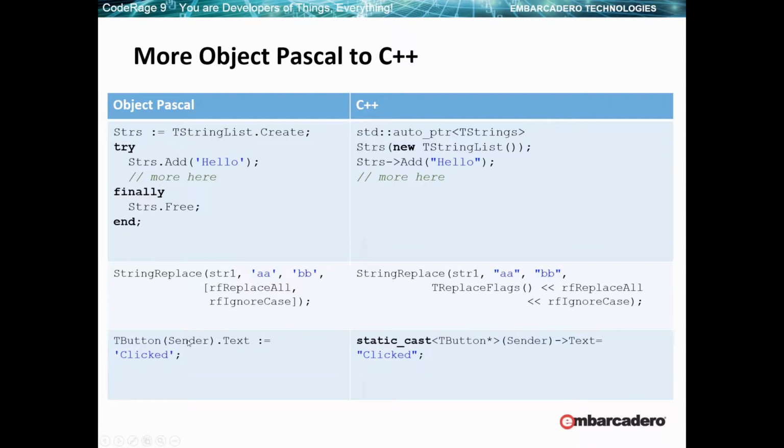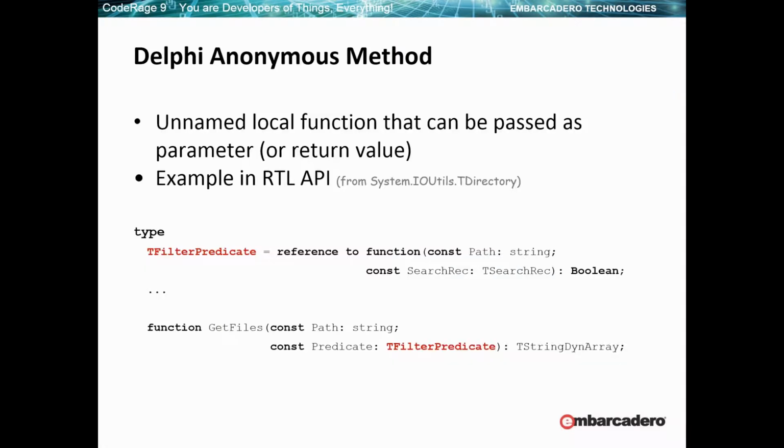This is a cast where sender is a button. So the Delphi code is not checking if sender is a button. Okay, it knows. So the way to do it in C++ is just use a static cast. So anyway, that covers the code conversion.